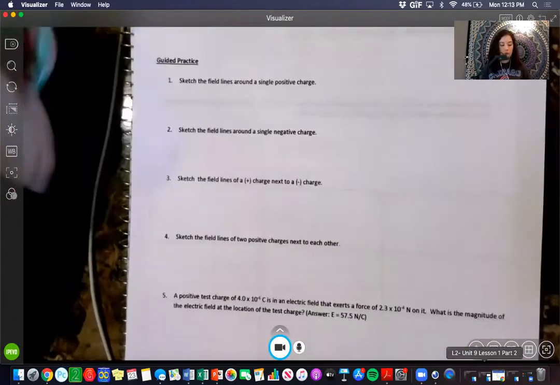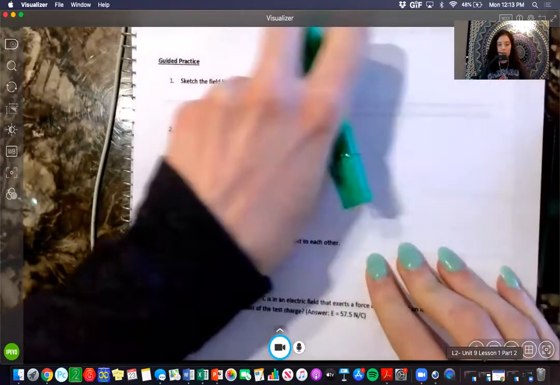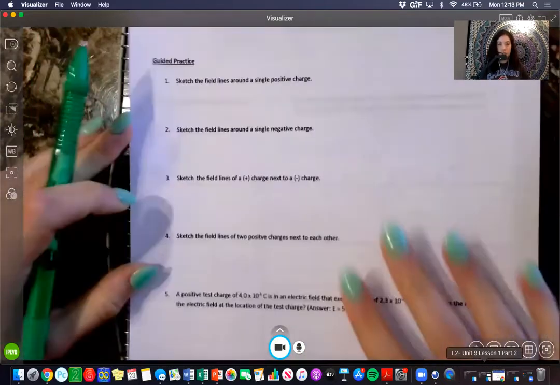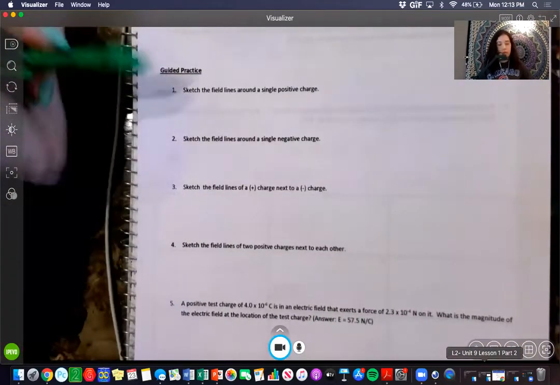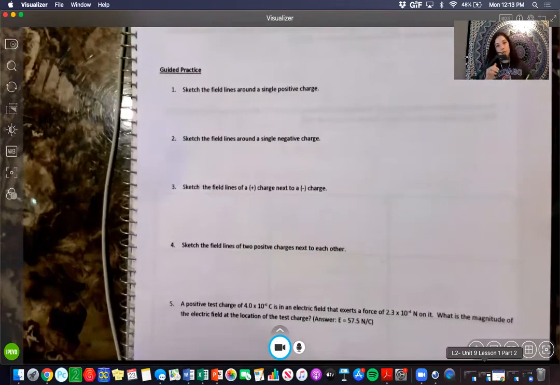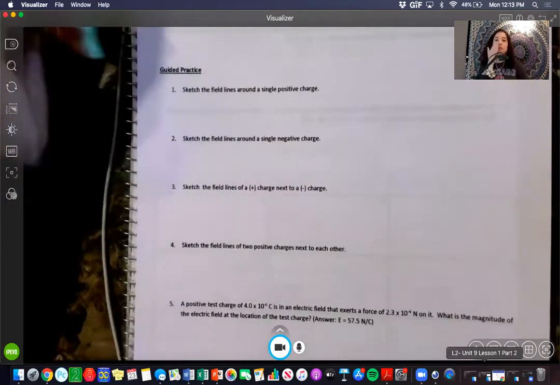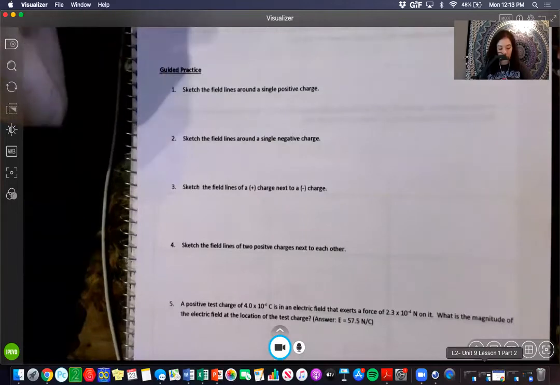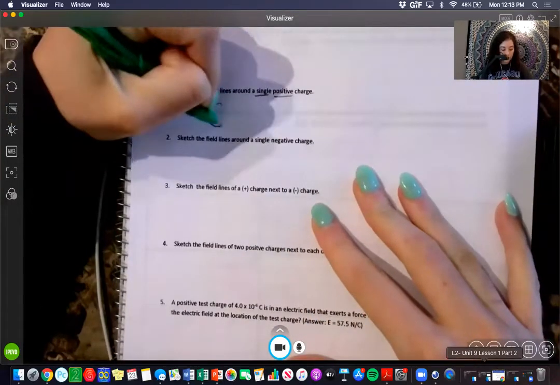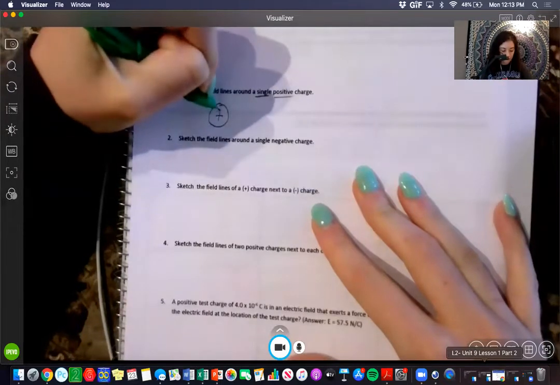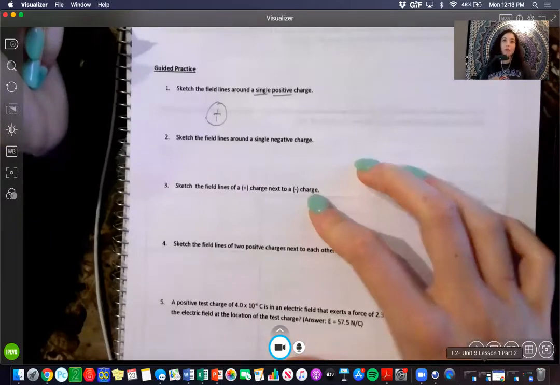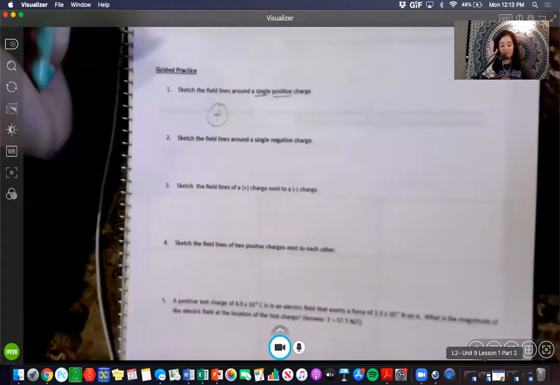What I would do if I were you is just title at the top of your notebook, Unit 5, Lesson 2, Electric Fields. And then, you know, problem 1, you don't need to write out all of the directions, but problem 1, and then show your work. So we're going to sketch the field lines around a single positive charge. So we're going to draw my charge. It's positive. Make sure you mark all of the charges when you draw them so you know, looking back at it, was it positive or was it negative?